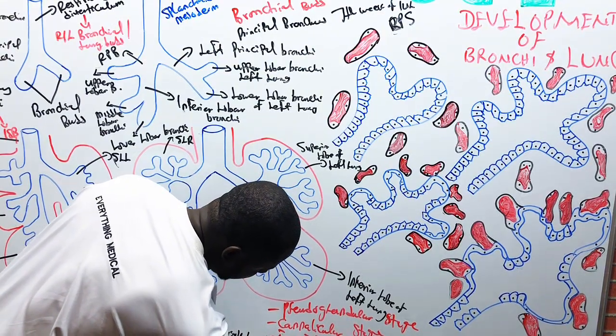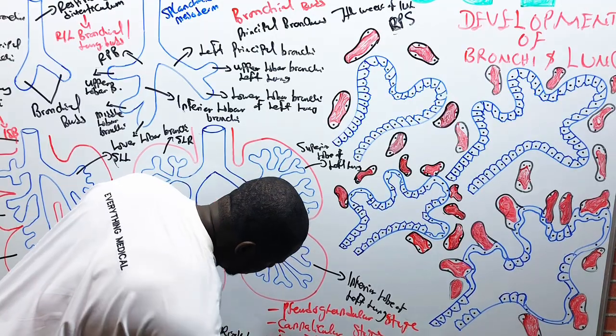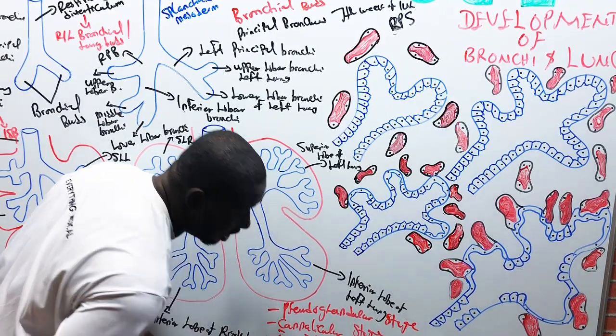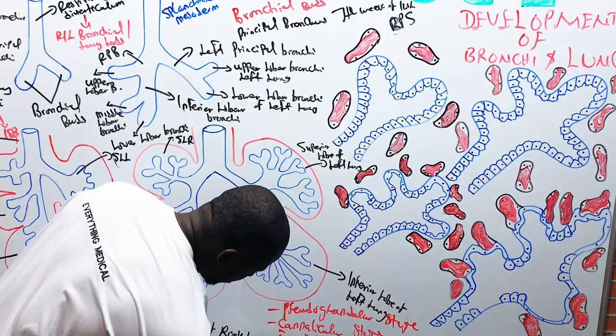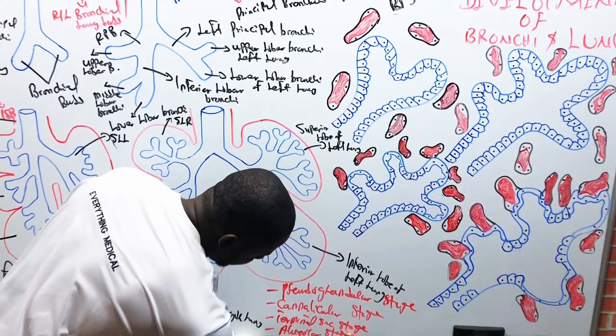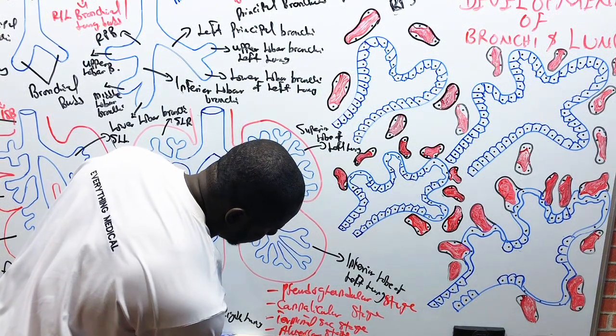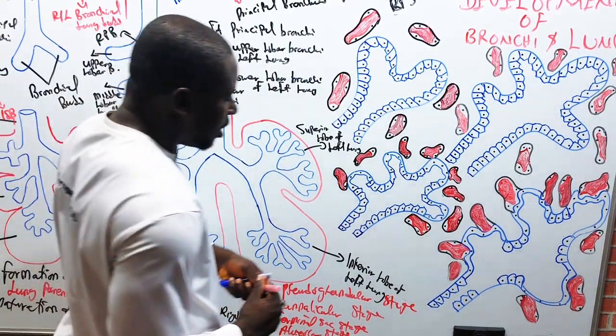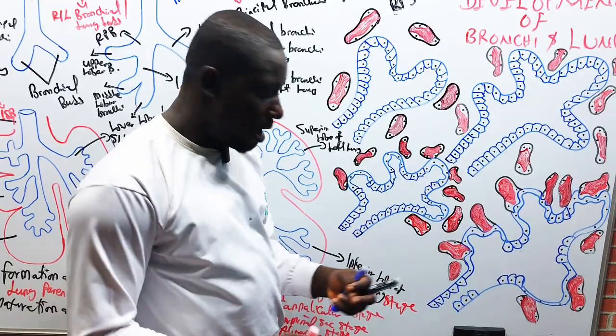Terminal sac stage, while the fourth stage is the alveolar stage. The alveolar stage, right? Let's discuss them one by one.